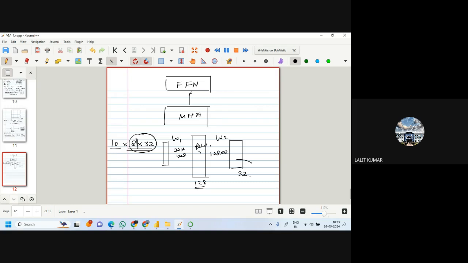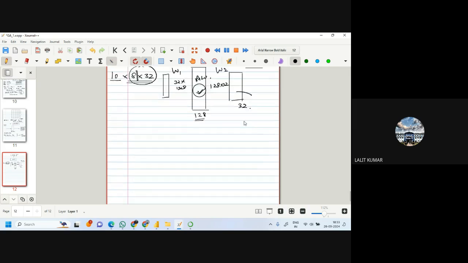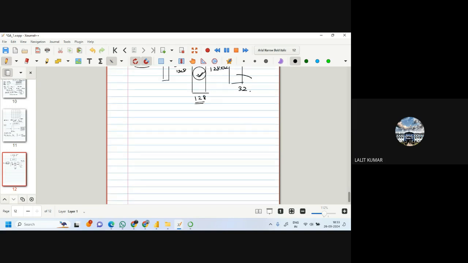But what is happening in between? I'm applying a ReLU function in between. So this is the functioning of the FFN, that we use the activation function. So again, I get the parameters W1 and W2 here. So till now everything is clear, okay? MHA and FFN together: this was one encoder layer.